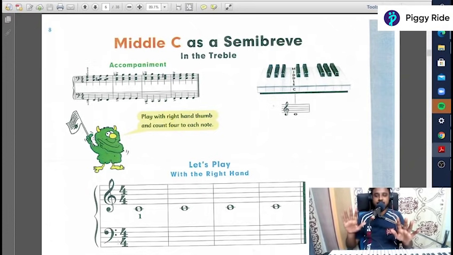The same will follow in our left hand also. Wherever we are seeing the 1, it means we have to play with thumb finger. 2 means index. 3 means third finger. 4 means ring finger. And 5 means little finger. So we have to use these fingers.